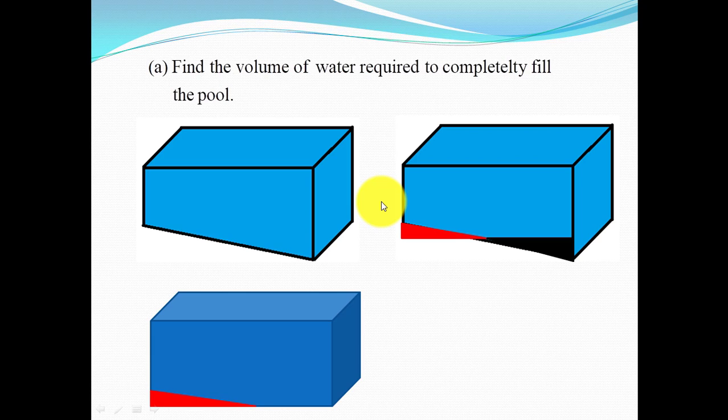There are different ways to find the volume of the water, but I suggest the simplest and easiest way. First of all, we convert it into the form of a box. How can we see this? This is your pool, and I suggest that you find the median of this depth. This is the median of your depth.